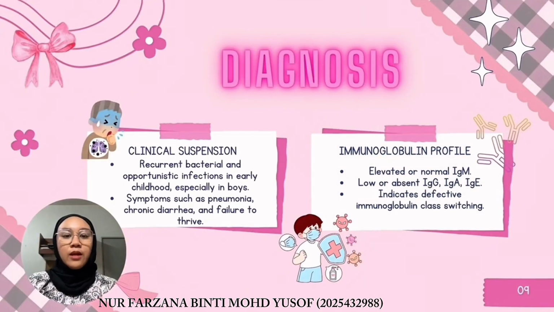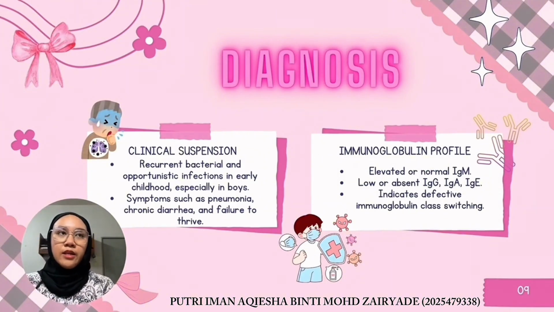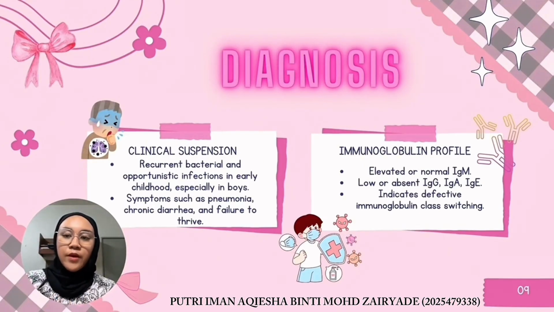First of all, hyper-IgM syndrome is a rare but serious immunodeficiency, and diagnosing it requires a careful integration of clinical suspicion, laboratory findings, and also genetic confirmation. So let's walk through the process in detail. The first step is clinical suspicion.